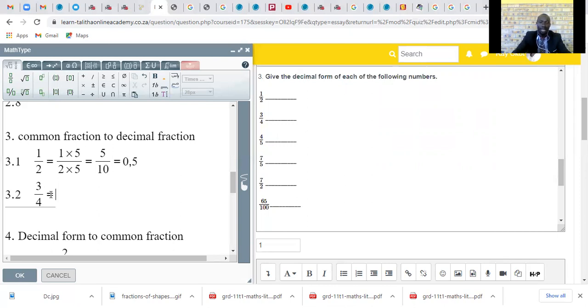So how do we get to that then? Well, we have to look for a number that we can multiply by so that we get either 10 or 100. And what is that number? That number is going to be 25. And we do the same for the numerator, that is, we multiply it by 25. Now notice that when we do that, our numerator will change automatically from 3 to 75, and our denominator will change from 4 to 100.